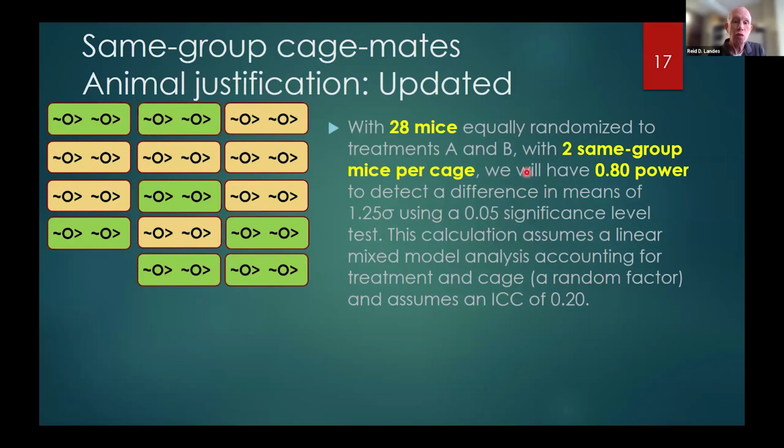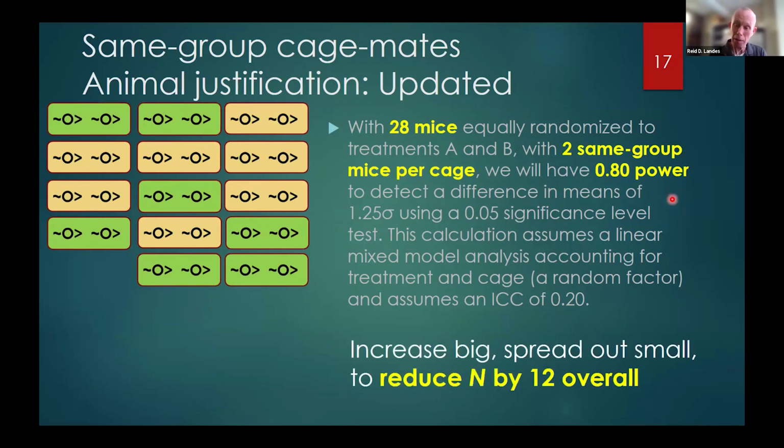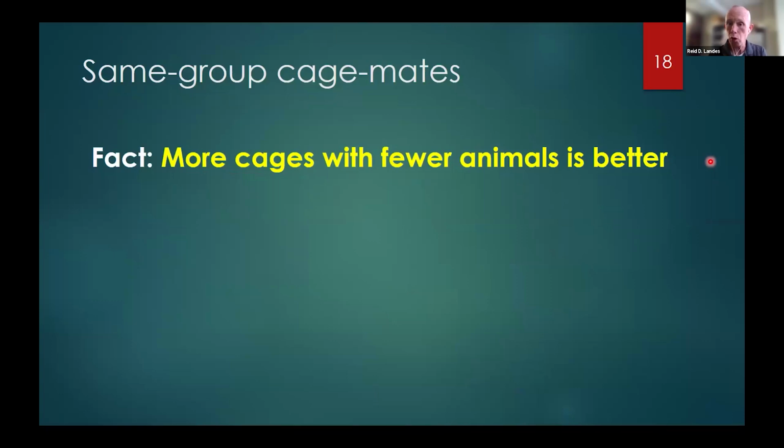Turns out that 28 mice housed at two same group mice per cage will give us 80% power. And we're able to reduce our overall N by 12. That's a 30% reduction. So our question is, how are you caging your animals? And the fact is, more cages with fewer animals is better than fewer cages with more animals. And we can see that with increased power and the ability to decrease our overall N.